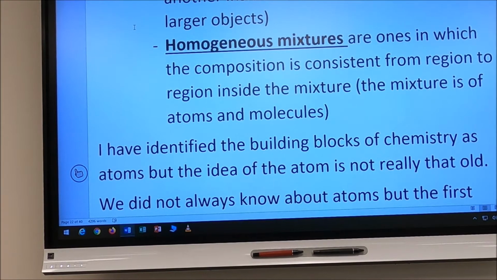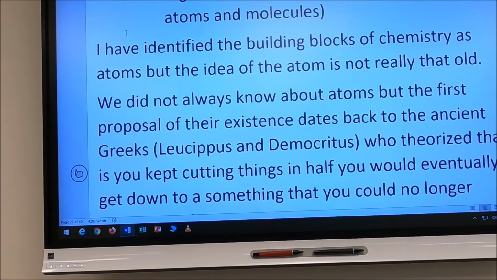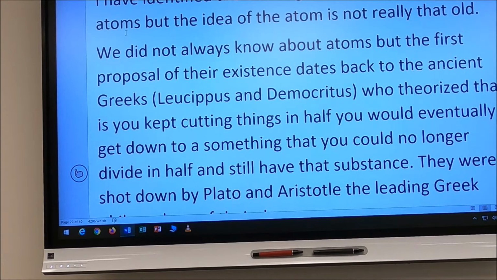Okay? So heterogeneous, homogeneous. So I've identified the building blocks of chemistry as atoms, but the idea of the atom, really as we understand it today, is not that old. It dates back to the early 1800s. I think it was proposed in 1803. Okay?